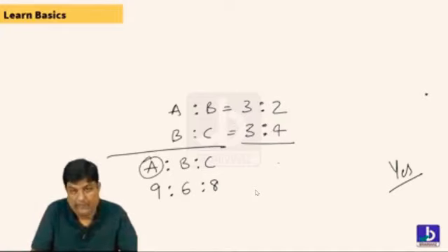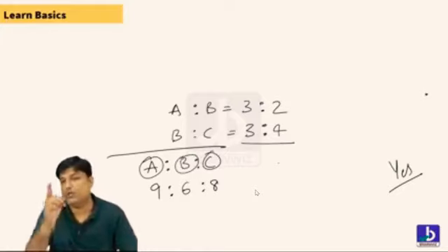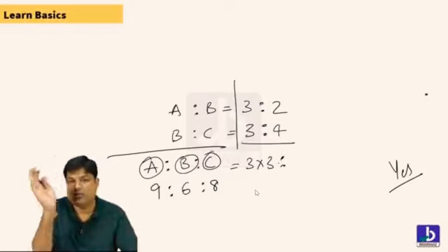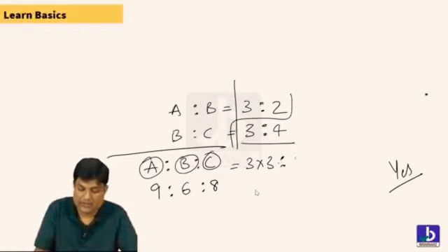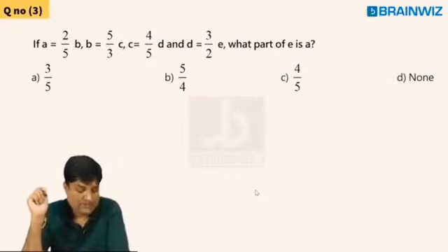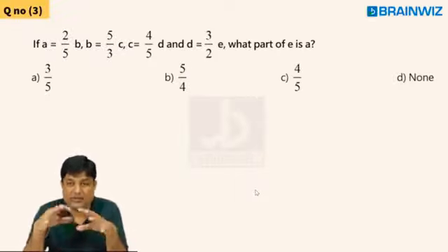A. Who is the second fellow? B. Who is the third fellow? C. Are you understanding? If you want the first fellow, just multiply this thing. First fellow, yes sir, 3 into 3, that is 9. Second fellow, come like this. 3 2s are 6. C is the third fellow. If you want the third fellow, multiply 8. So the answer is 9:6:8.